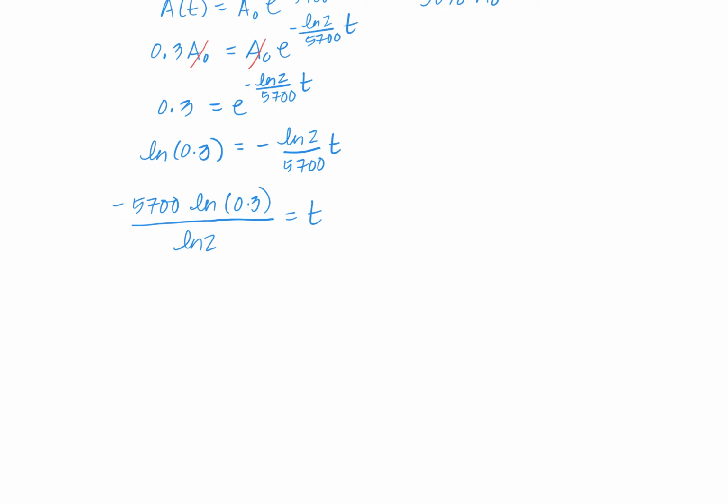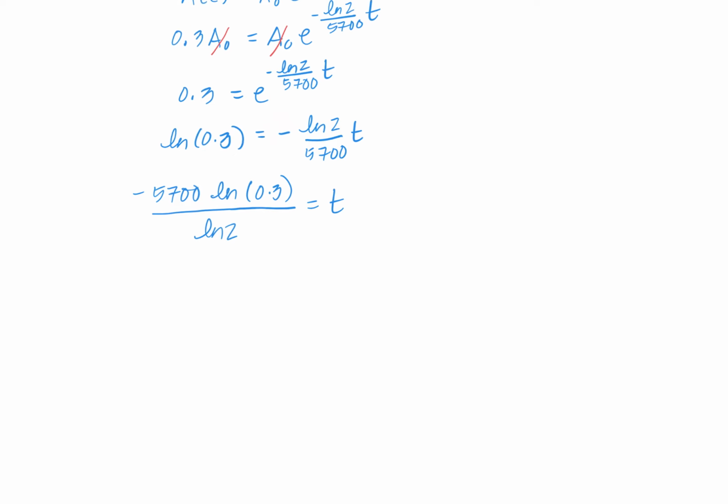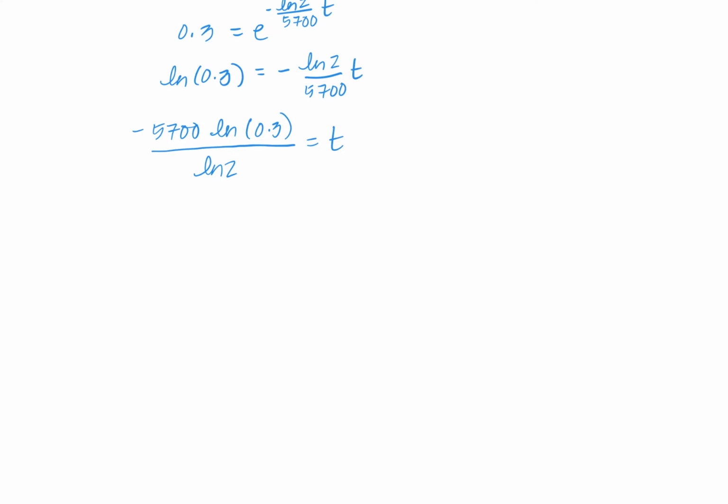Again, that is an exact answer, but it pretty much means nothing to me. I can't really tell how many years that is until I put that in a calculator. So we'll go ahead and round to the nearest year. When I put this in a calculator, I get that it's about 9,900 and round up to 1. So our fossil is about 9,901 years old.